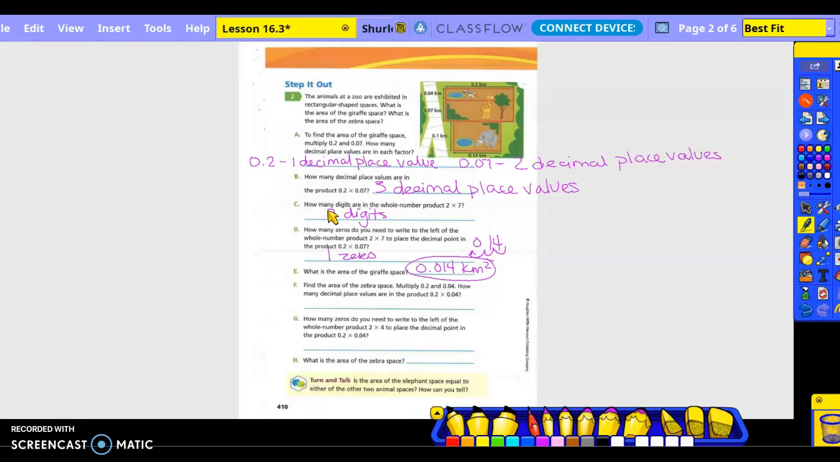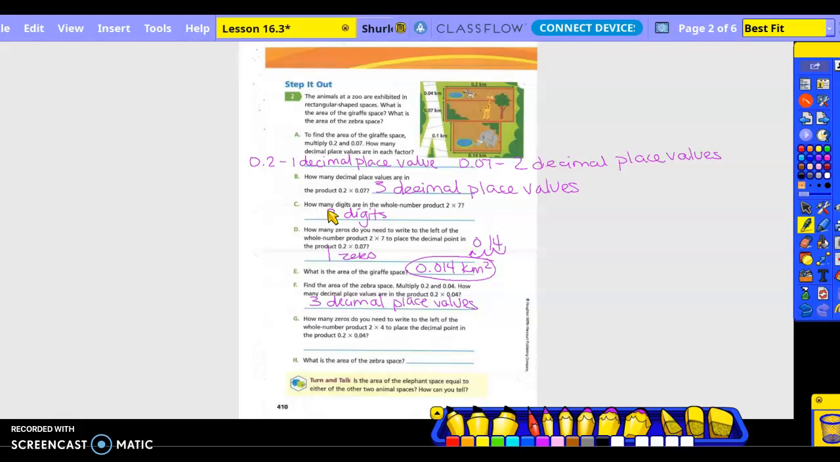Find the area of the zebra space. Multiply 2/10 times 400. How many decimal places are in the product of multiplying those two? So I have 1 here and 2 here. So how many place values? So 3 decimal place values.